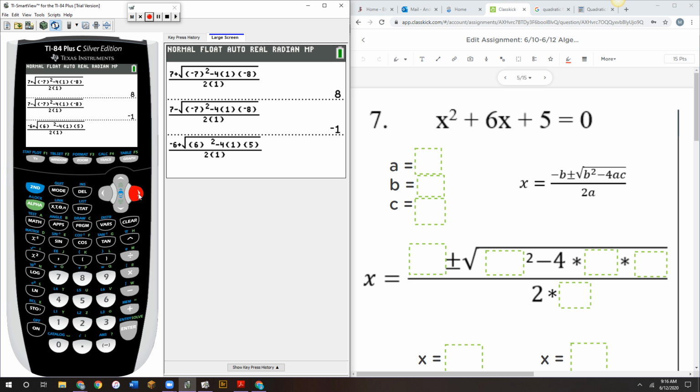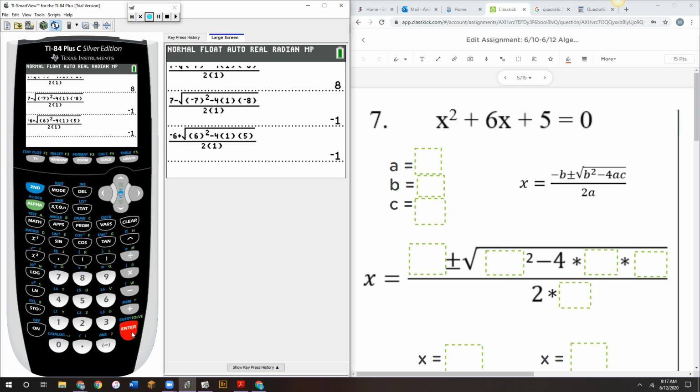Again, I don't have to arrow all the way to the end. I can hit enter from wherever I am in the problem and it will give me my answer. Ooh, negative 1 again. That's a coincidence.